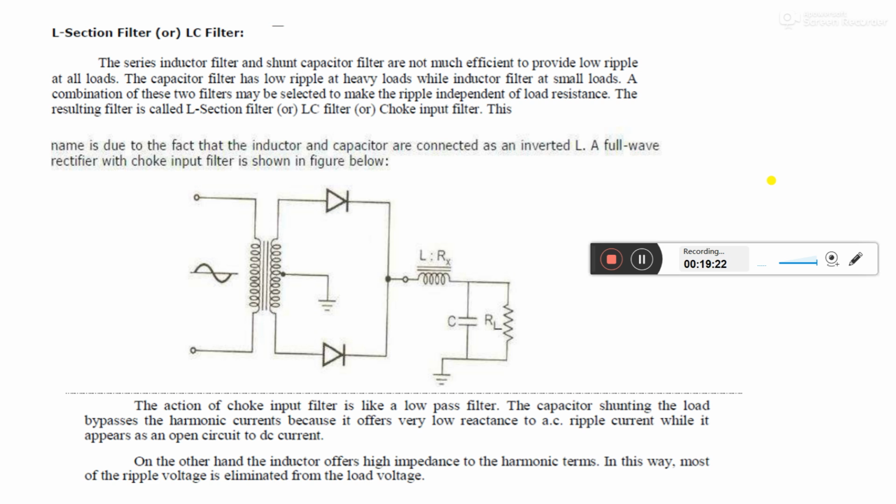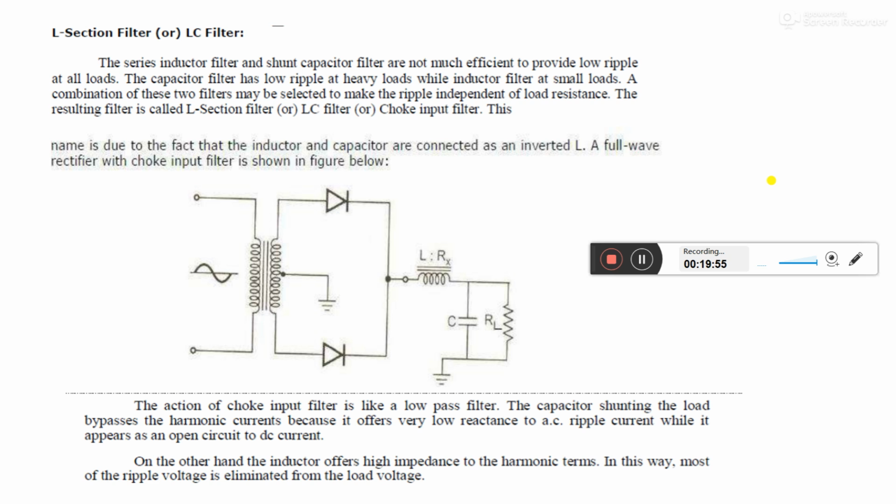Low pass filter, no matter if this is a new term. We know the capacitor is shunting, meaning in parallel to the load. What happens when the AC positive cycle is applied? The uppermost diode, whose anode becomes more positive with respect to the other, gets positive polarity and becomes forward biased, and it conducts. The output of that conduction is pulsating DC. This output is passed towards the load through the inductor.